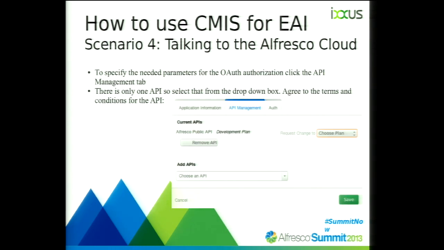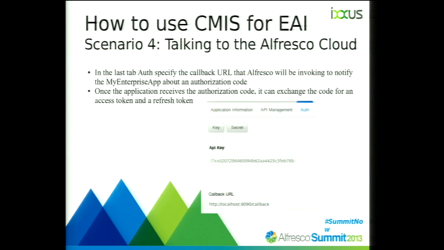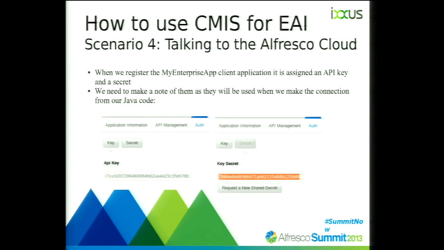So to do that, you need a couple of these keys and secrets. You first click on API management, select the development plan, and select the public API. I don't think there's anything else. Then for the auth, you need to set up a key here and a secret so you can get the authorization code and exchange that for an access token. So basically, when you generate these, you have these two values.